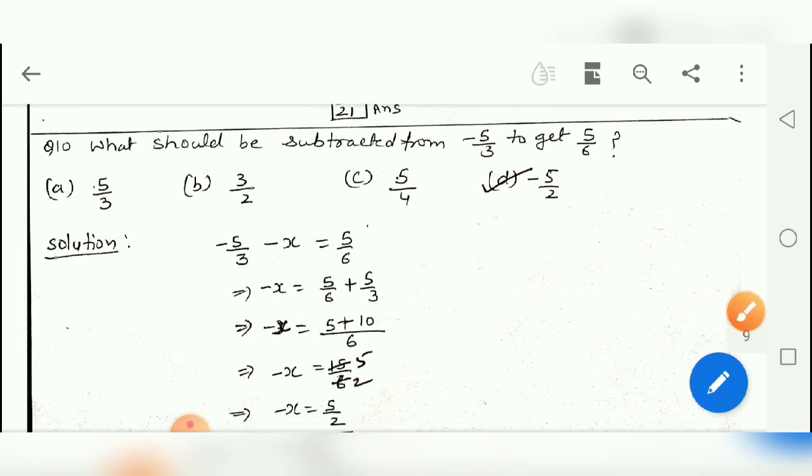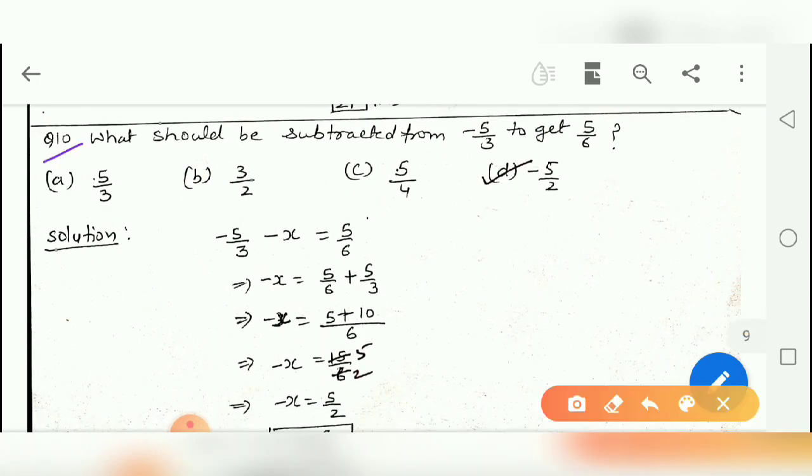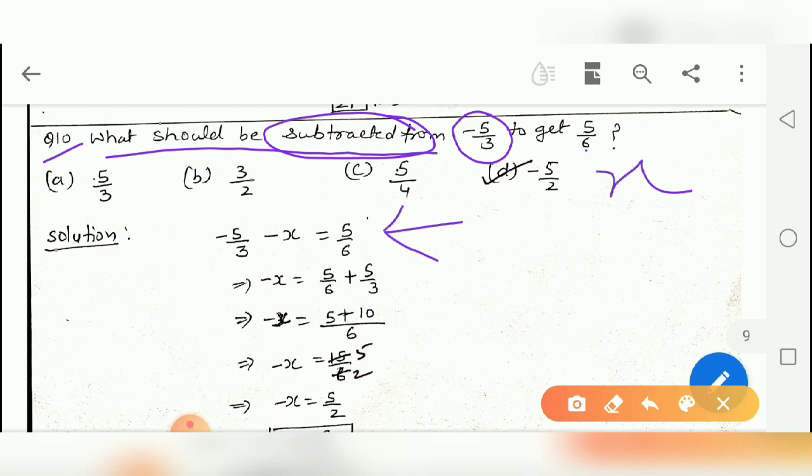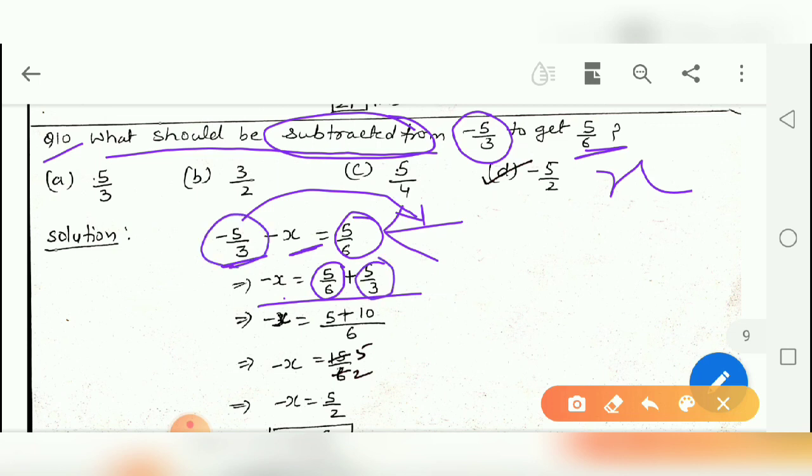Now question number 10. The question is what should be subtracted. A number is to be subtracted from this, so let that number be x. So here I have formed the equation to get 5 by 6. So negative 5 by 3 and x is to be subtracted, so minus x is equal to 5 by 6. Now if I transpose this to the right hand side, the statement will become negative x is equal to 5 by 6 plus 5 by 3, because this is negative. When I transpose, this will become positive.